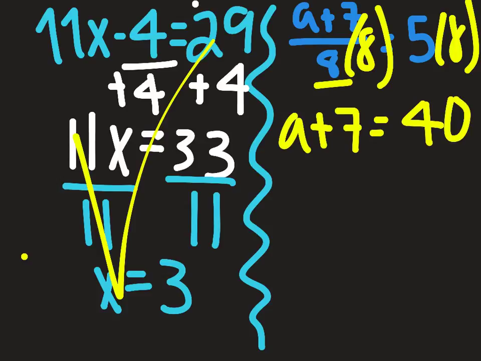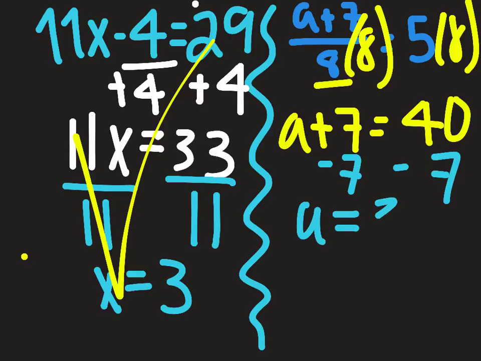Now that you have that, you move on to the second part. So now it becomes a plus 7 equals 40. That would be subtraction, because that's the opposite. Subtraction on this side as well. A equals 40 minus 7, which is 33. You plug it back in. 33 plus 7 is 40. 40 divided by 8 is 5. So this checks out as well.